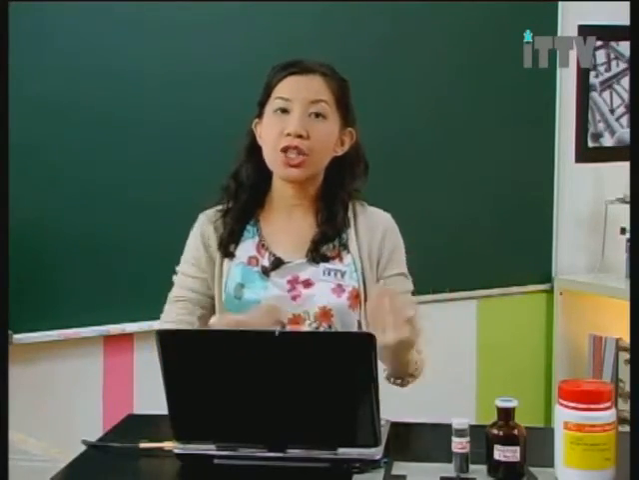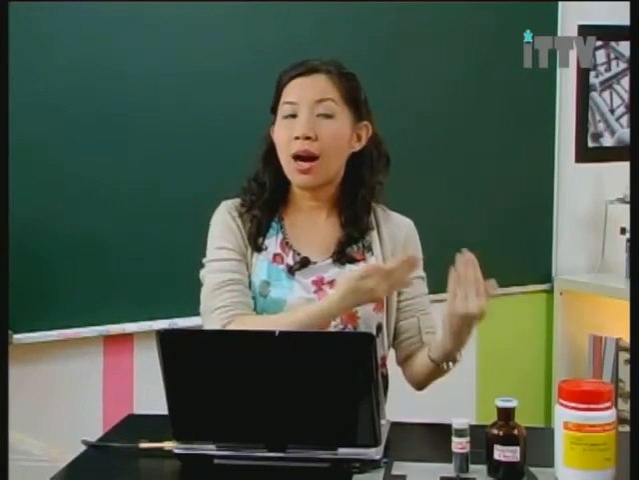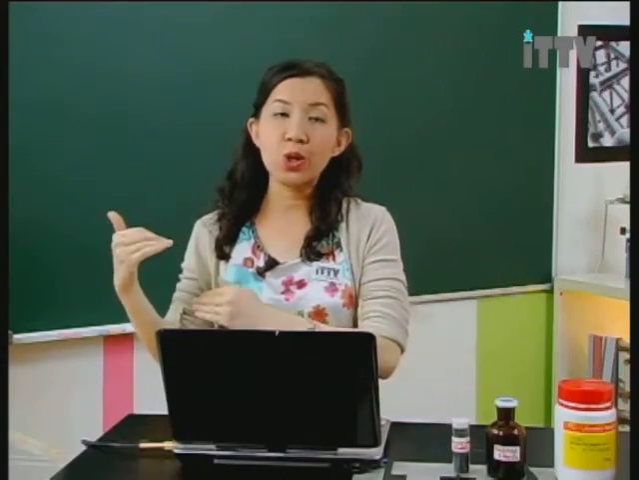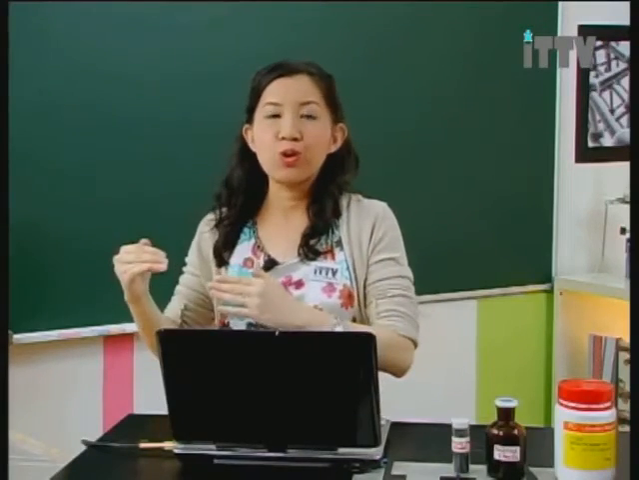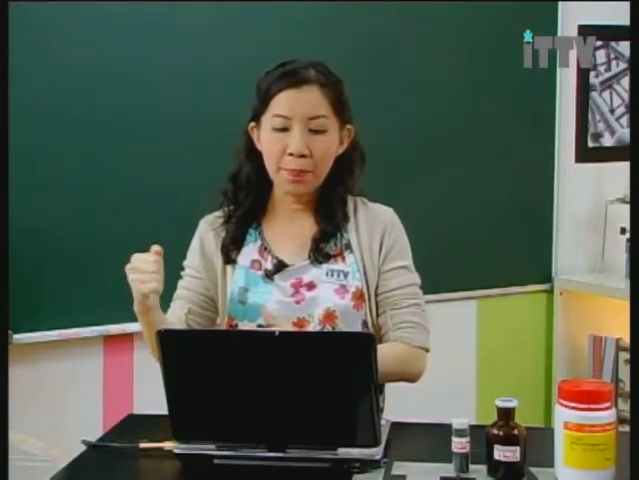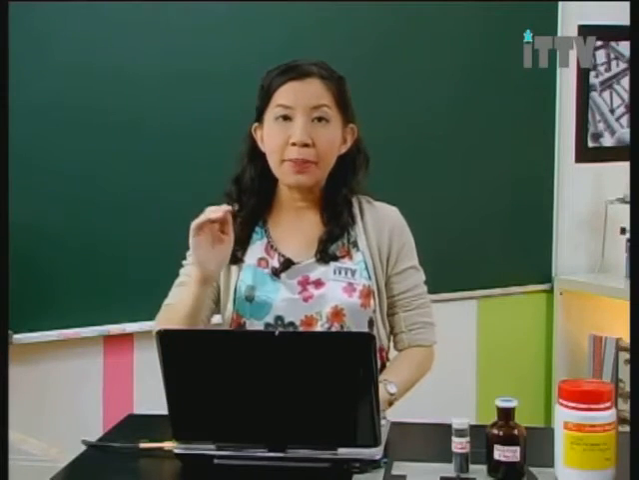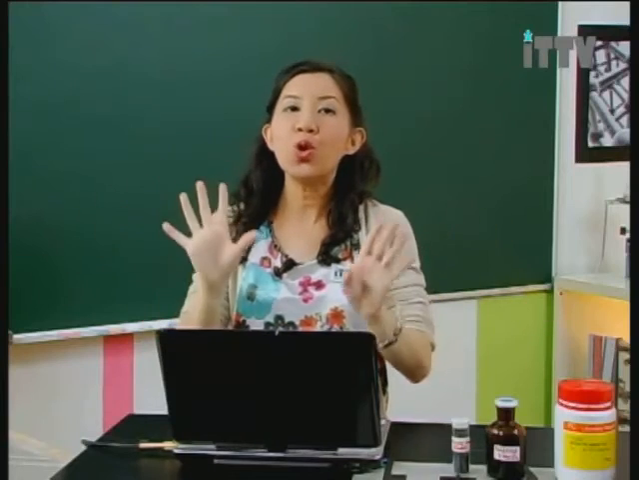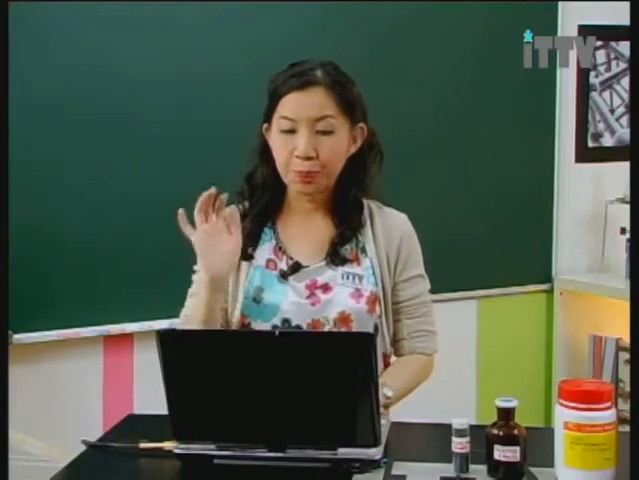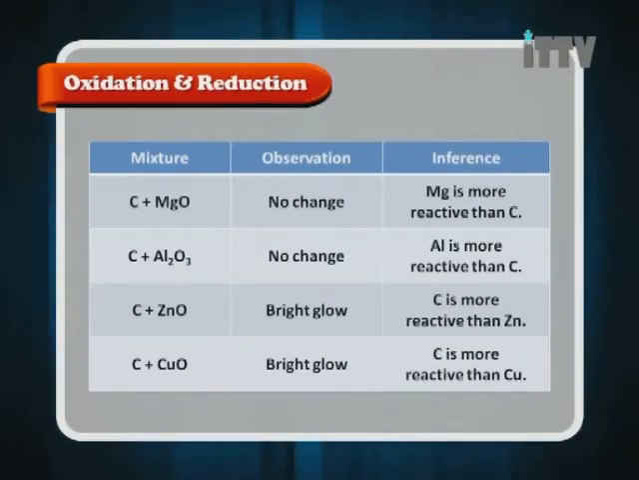Reduction and oxidation happen at the same time. Carbon is oxidized to CO2, and the metal oxide is reduced to metal M. So if carbon is less reactive than a particular metal, there will be no observable change. So let's look at some observations.